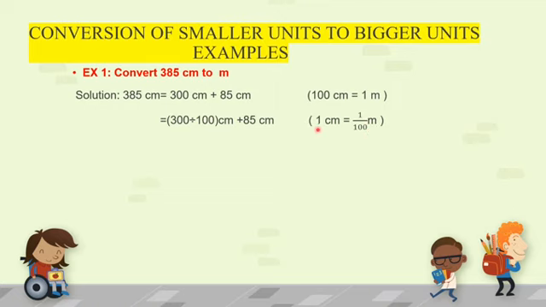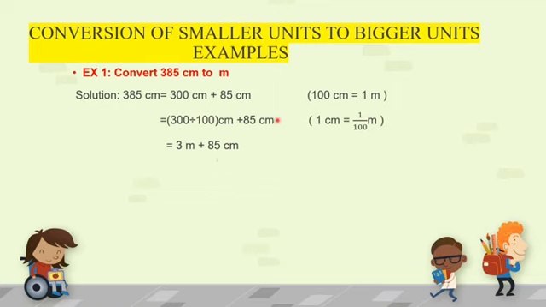So we are going to divide this by 100. 300 divided by 100 centimeter plus 85 centimeter. And 300 divided by 100 is 3. So 300 centimeter is 3 meter, plus 85 centimeter. So we have come to know that in 385 centimeter, 3 is meter and 85 is centimeter. So the conversion is 3 meter 85 centimeter.